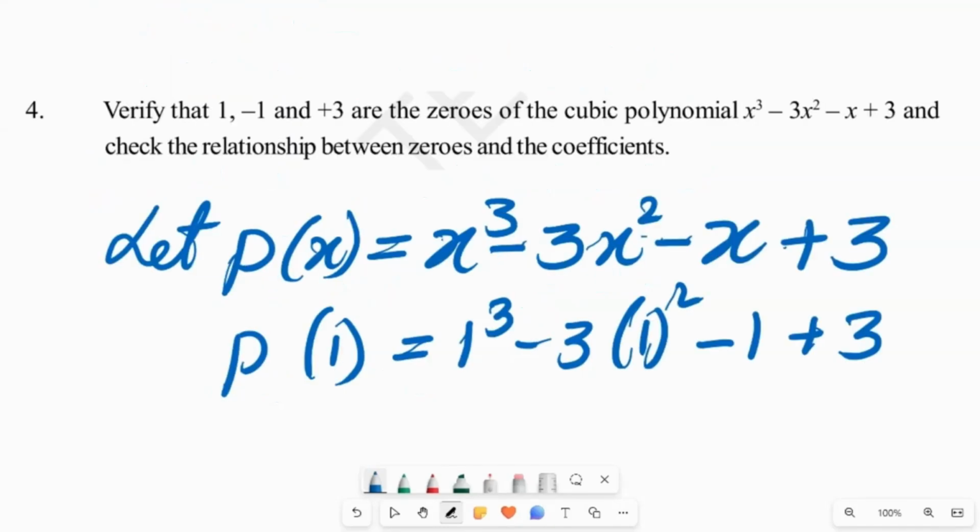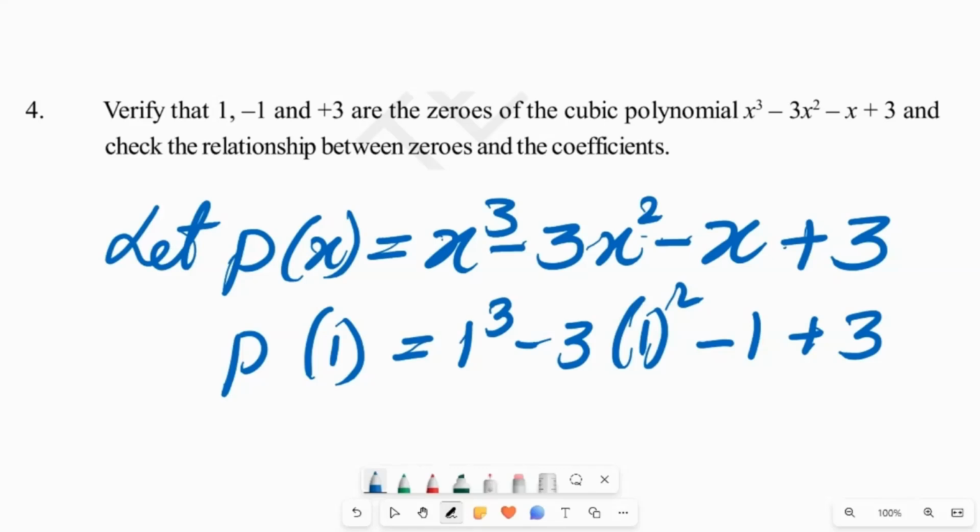Fourth question of exercise 3.3, we have to verify that 1, minus 1, and 3 are the zeros of the cubic polynomial, and to check the relationship between the zeros and the coefficients. So let the cubic polynomial be p of x, which is equal to x³ minus 3x² minus x plus 3.